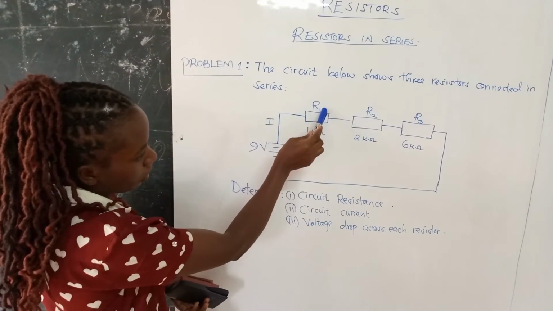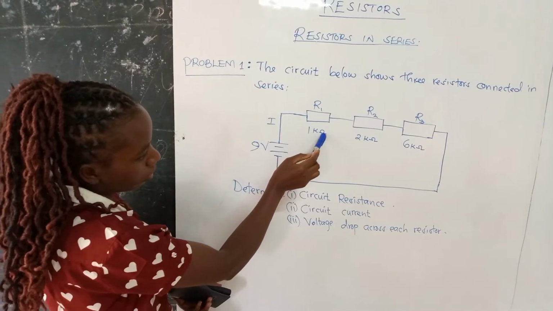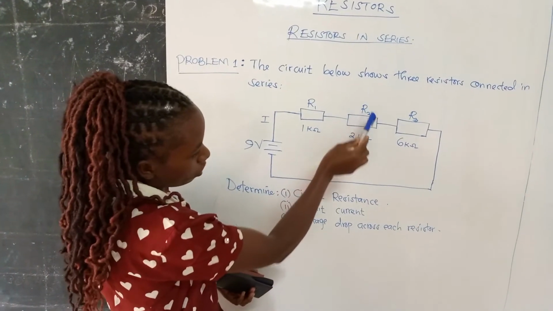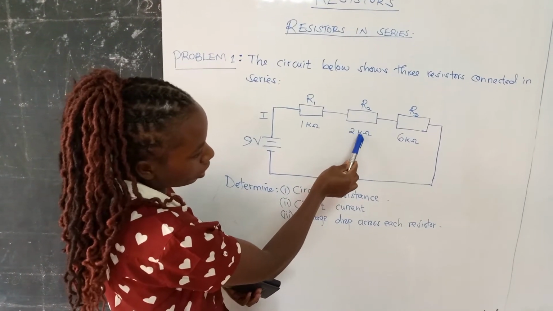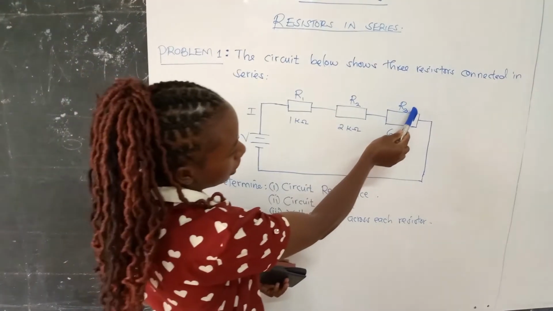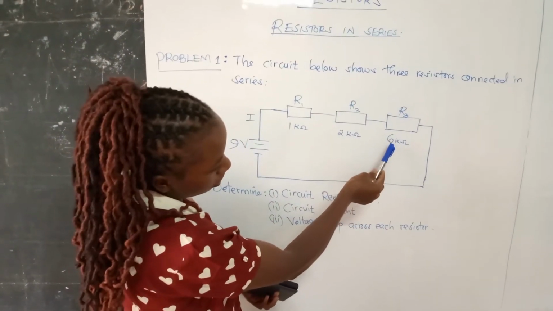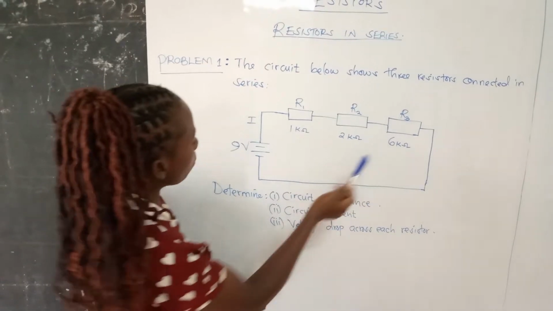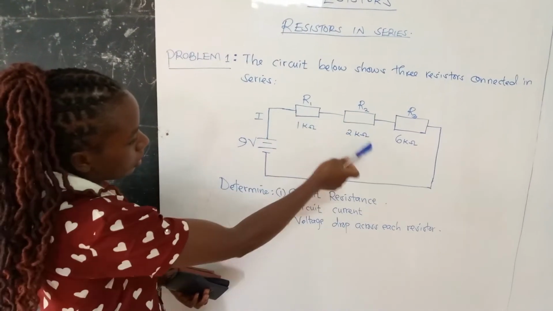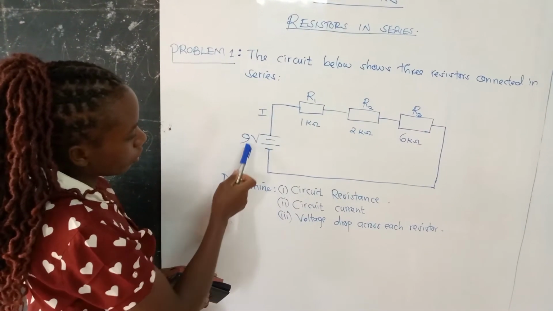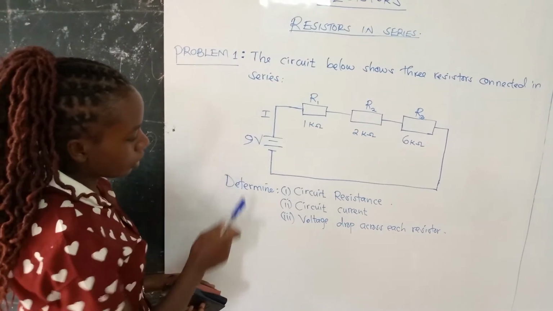Problem 1. The circuit below shows 3 resistors connected in series. We have resistor 1 whose value is 1 kilo ohms. We have resistor 2 whose value is 2 kilo ohms. We have resistor 3 whose value is 6 kilo ohms. And these resistors are connected to the source voltage whose voltage is 9 volts.